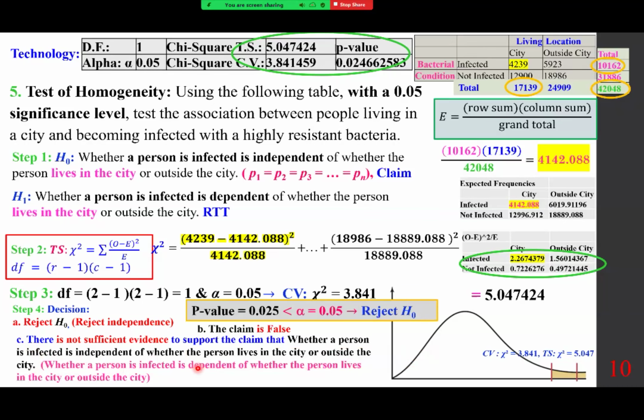And again, comparing the p-value from the technology, let's say 0.02 and change the 4 to 5, it's less than alpha of 0.05, and you're going to reject H0, resulting in the same thing.